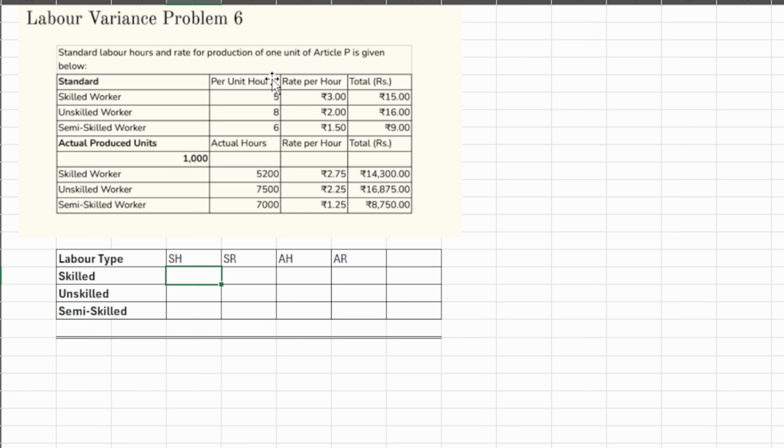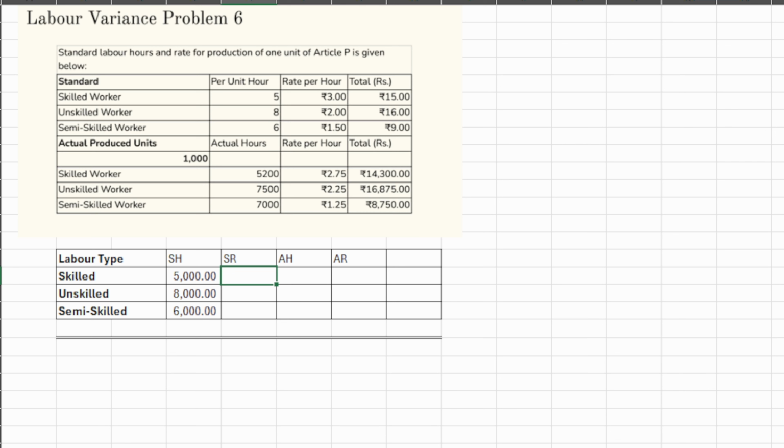Standard hour per unit is 5, but actual units produced is 1000. So it will be 1000 into 5. 5000 hours is my standard hours. Similarly, for unskilled, it will be 1000 into 8, and for semi-skilled, it will be 1000 into 6.